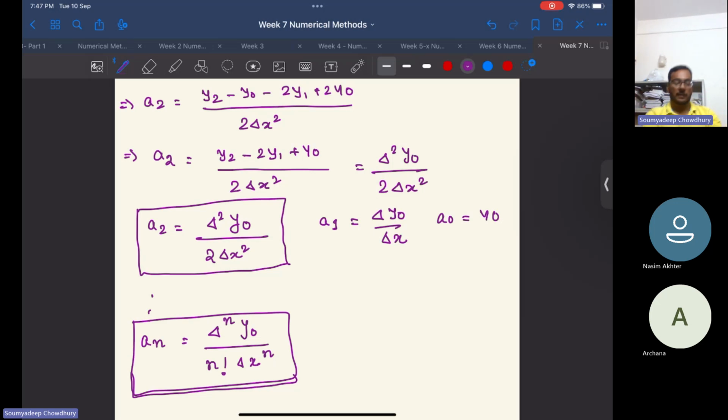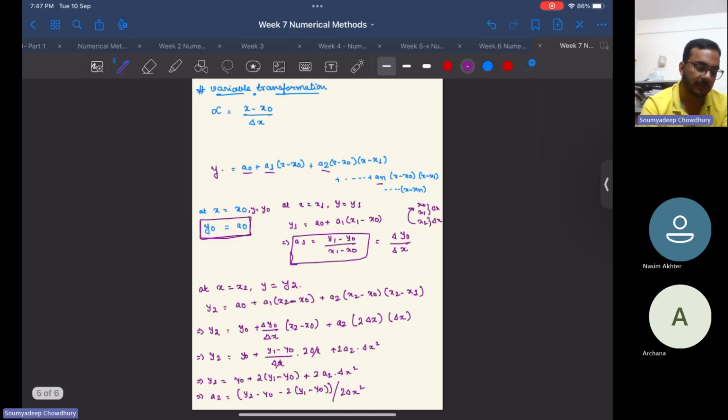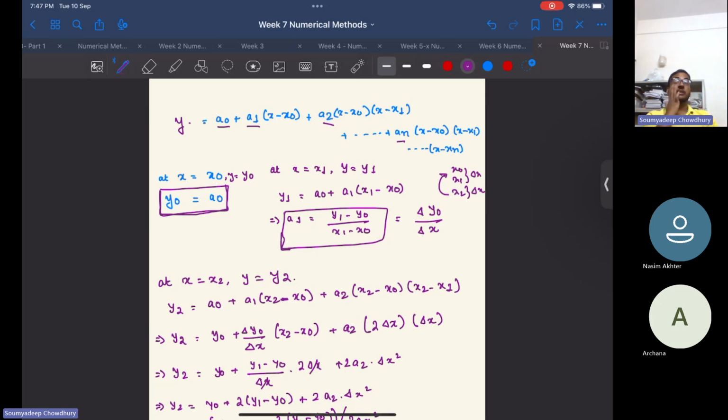Is the concept clear? The derivation, you can open this page once again, go through it, and do it yourself. Otherwise, just by seeing, you will not understand. Any doubts, any confusions, you can tell me. I'll take a pause here. Any doubts, Nasim or Archana? No, sir. Sir, can you solve problems based on these formulas? Yes, I'll solve. I just have to first describe the theory behind this.